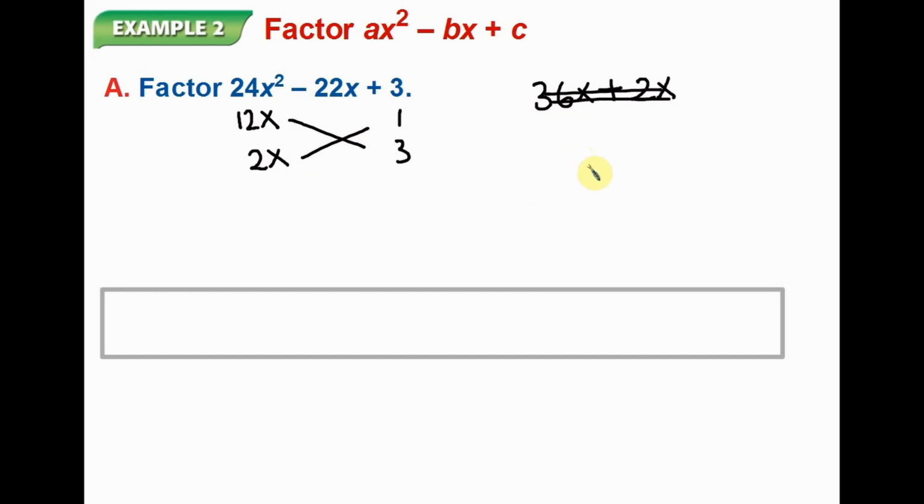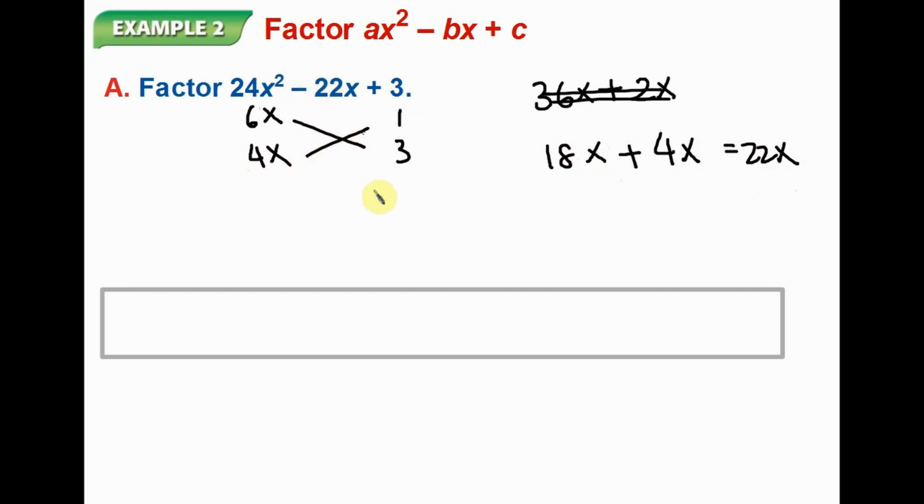Again, since this is based on guess and check, you are going to erase this if it didn't work and try one more time. What if I try 6x with 4x? 6x times 3 is 18x. 4x times 1 is 4x. When I add them, I get 22x. Now this number is so close because all I need is just a negative.